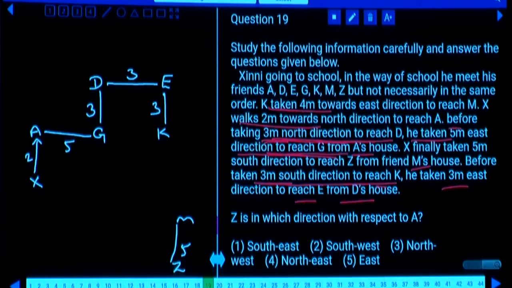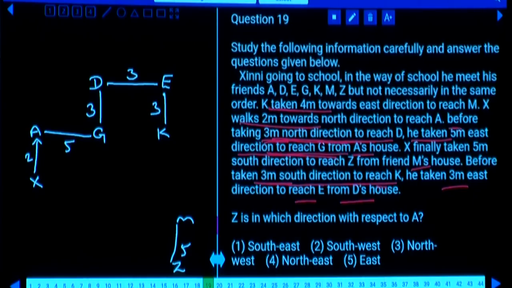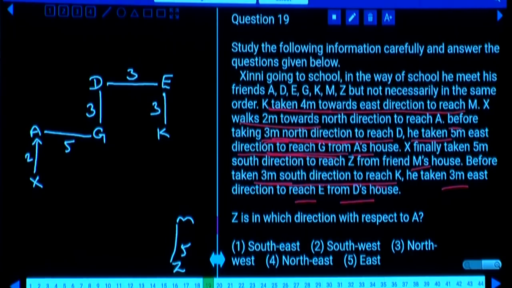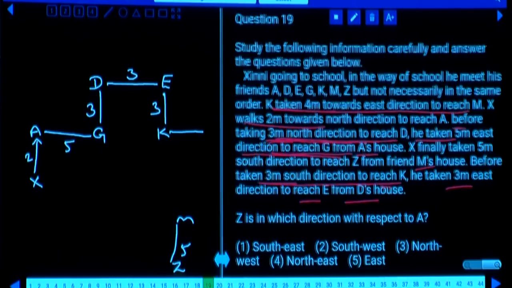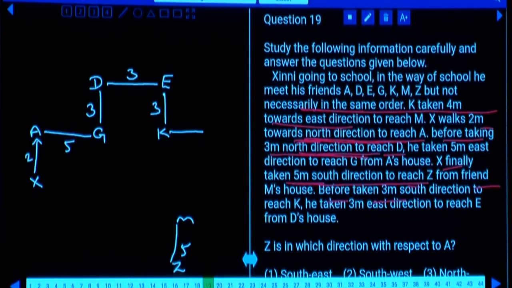And next one. And before, what is the other information here? Between K and M, there is one more piece of information. What is the information here? K taken 4 meters east direction to reach M. From here, this person has taken how many meters? 4 meters to reach M. If M is 4, then Z is what? Z is 5 meters. This is the final arrangement: Z is 5 meters and M is 4 meters.